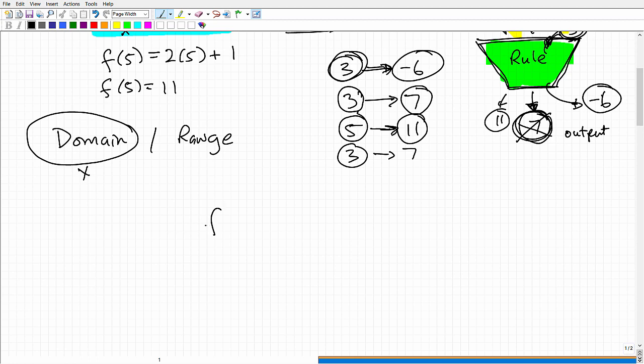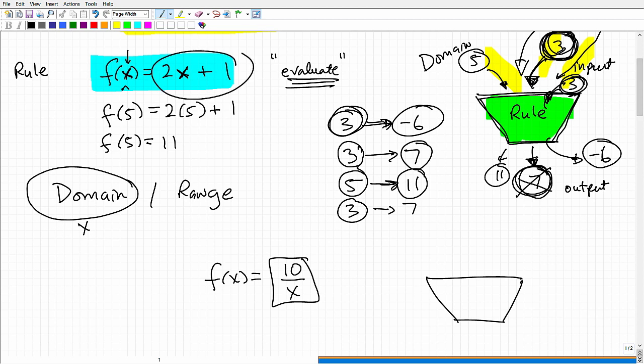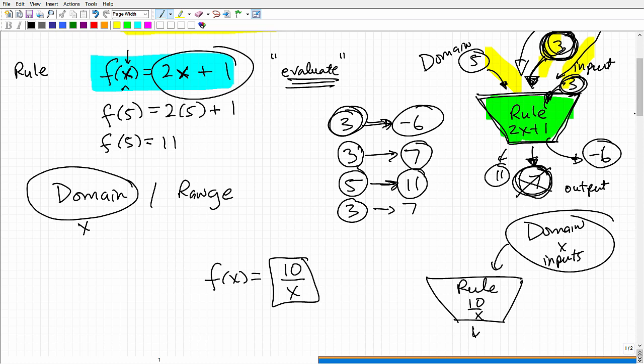Let's say I have this function, f of x is equal to 10 over x. Remember, this is just a different machine, a different type of rule. Our first rule up here was the machine 2x plus 1. Now this rule is the machine 10 over x. We're going to be plugging in our domain, our x input values, and then we'll get some output values.